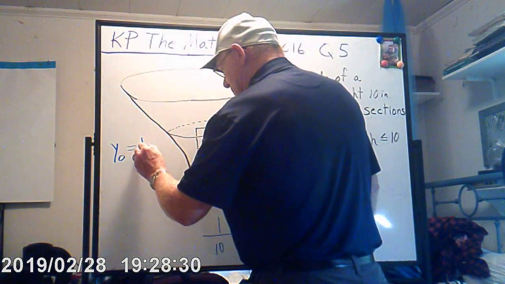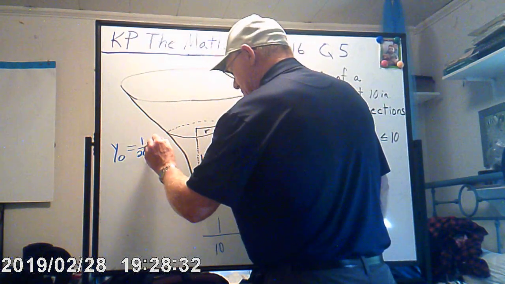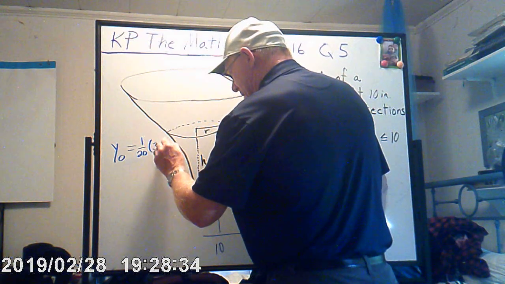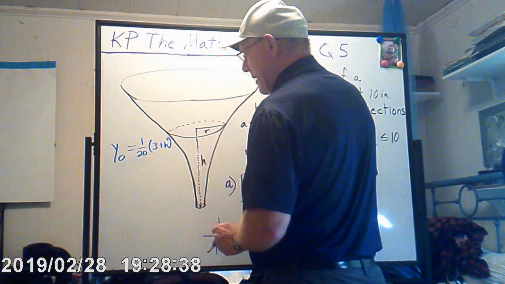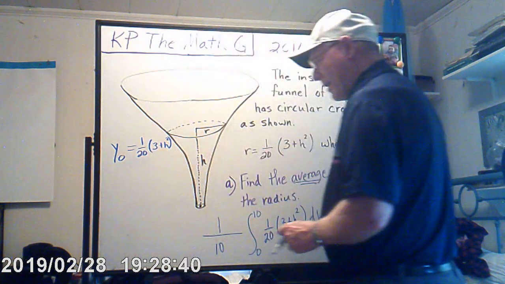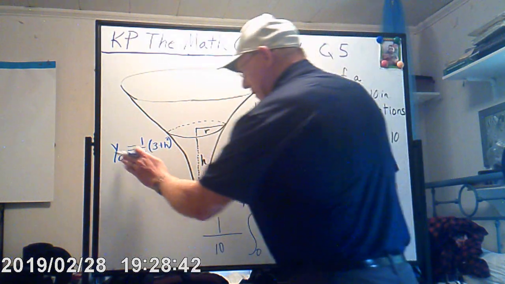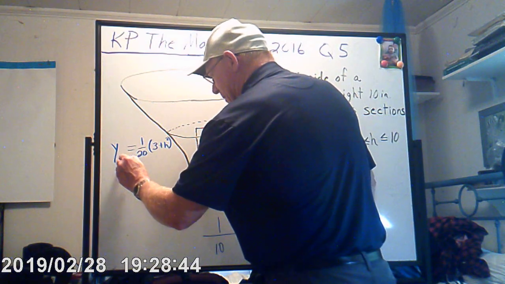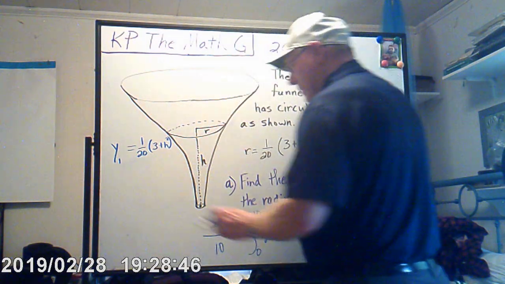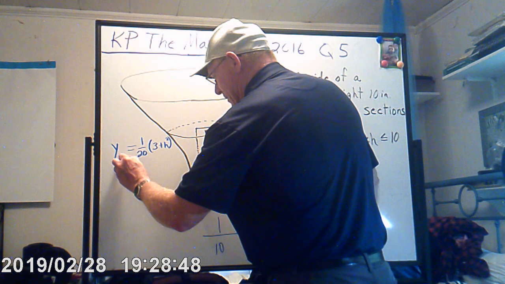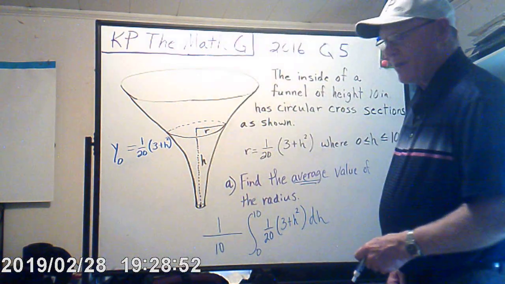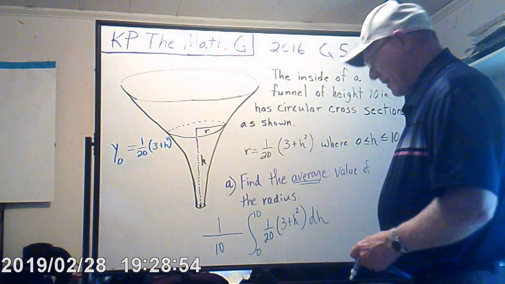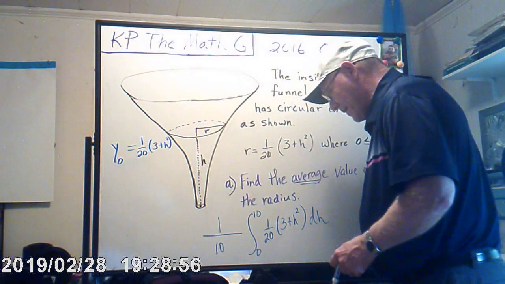So 1 over 20, 3 plus h squared. Close it up like that. Make sure everything is copied correctly. Yours may have a y sub 1, might start off with that. But mine has a y sub 0, so I'm going to leave it as y sub 0. Just so you know, that's what mine has.